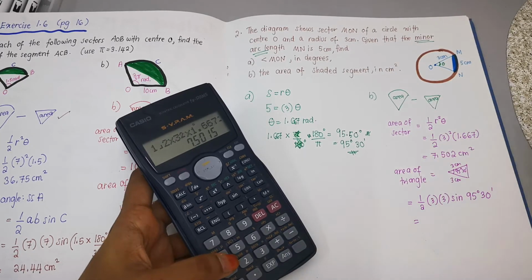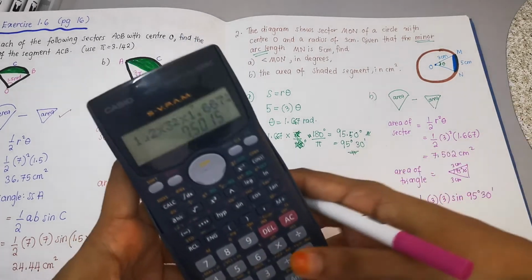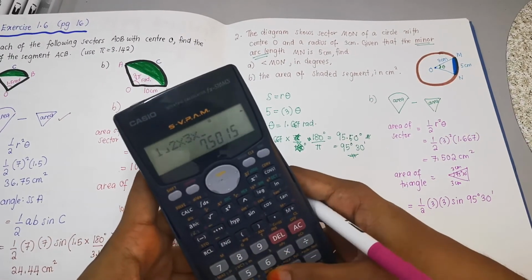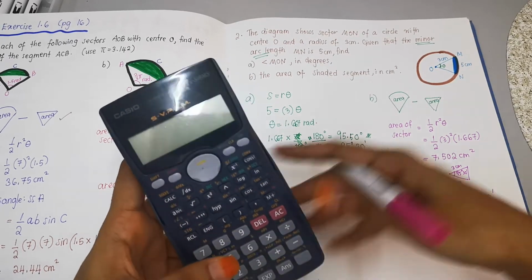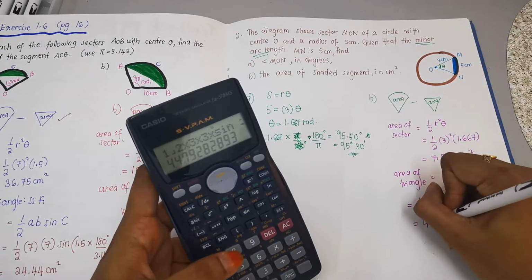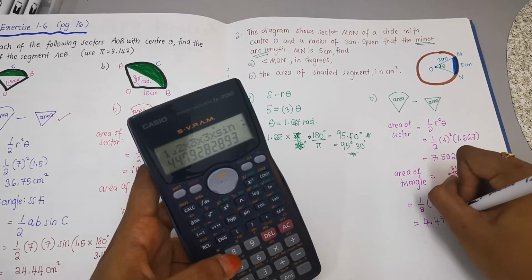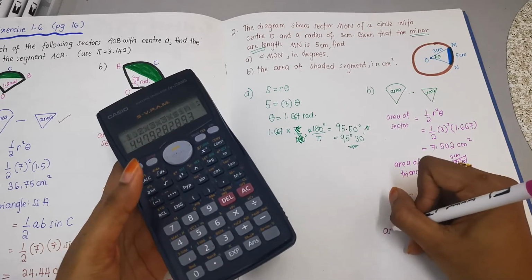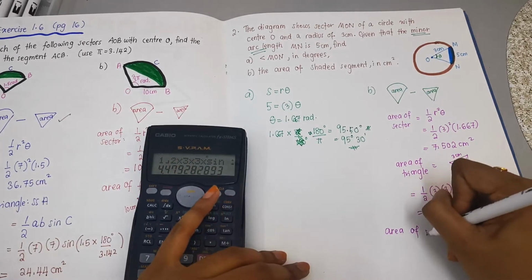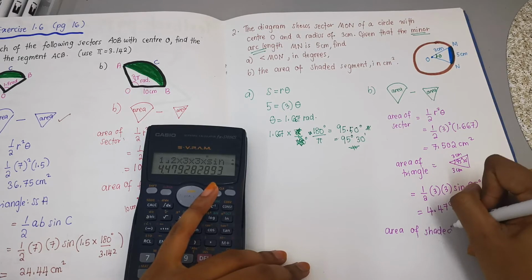Okay, remember sine, cos, tangent must use degree. So 1 over 2 times 3 times 3 times sine of 95 degree 30 minutes. So I get 4.479 centimeter square. So overall area of shaded, so we minus.